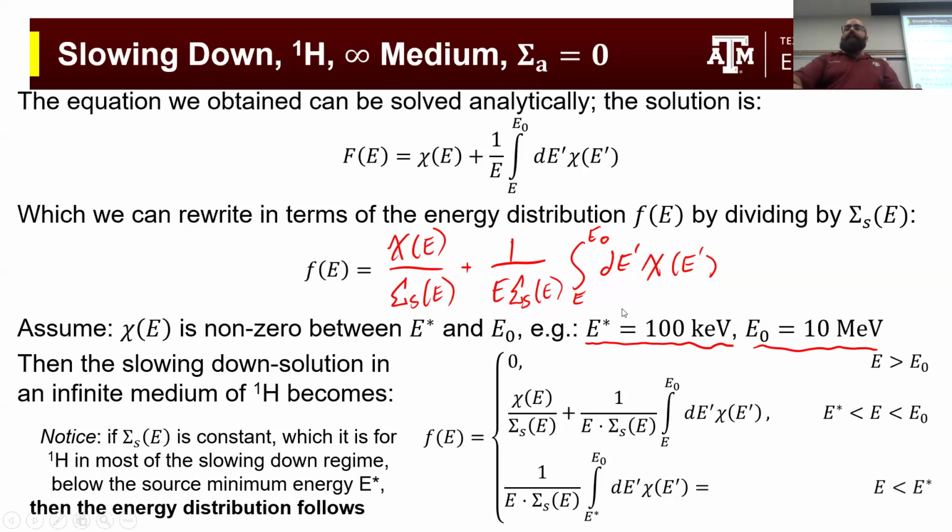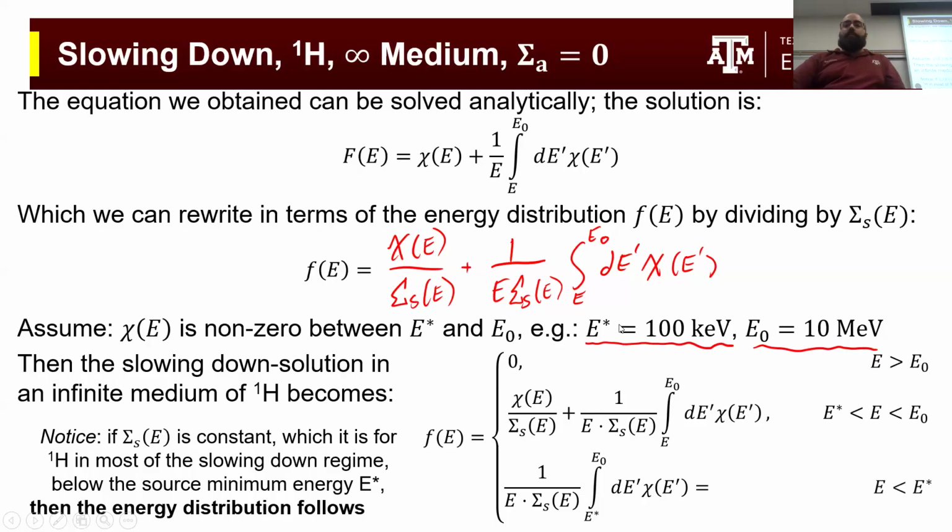If I look at within this fast range, my distribution is basically just unchanged. I can't really simplify it at all, so this is my distribution in the fast range. And then if I consider neutrons with energies below this E star, then outside of that range, chi of E is going to be zero as well. So this first term drops out.